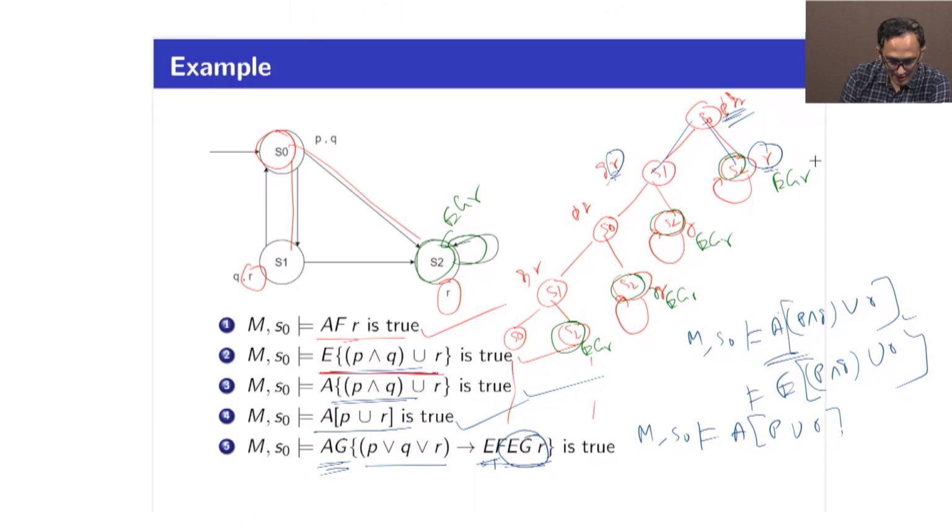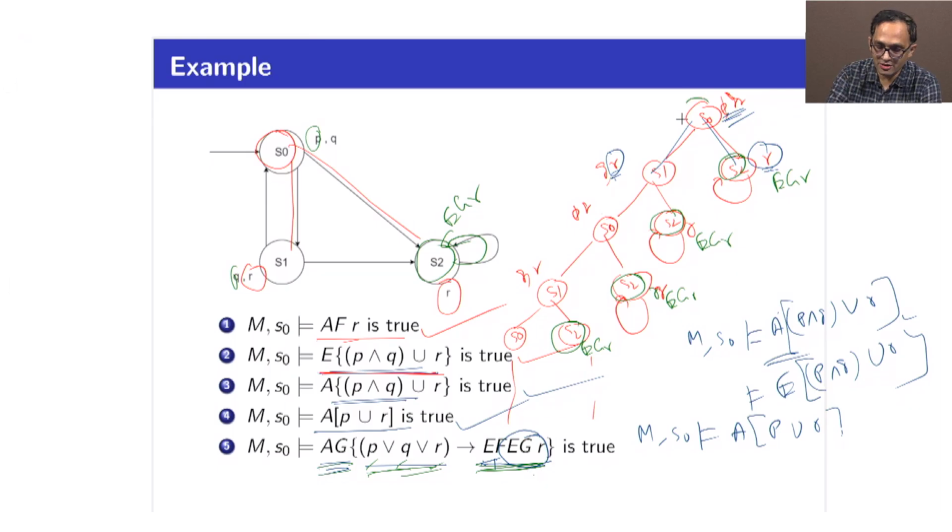Now, what I am saying here is that in all paths globally P, Q, R holds. If you see here, either P holds, Q holds or R holds. So if you think about all states, either P holds, Q holds or R holds. So this is true for all states. I have to check this in all states, which means in all states this should be satisfied. I am saying that from all states there exists a path in which in future EG R holds.